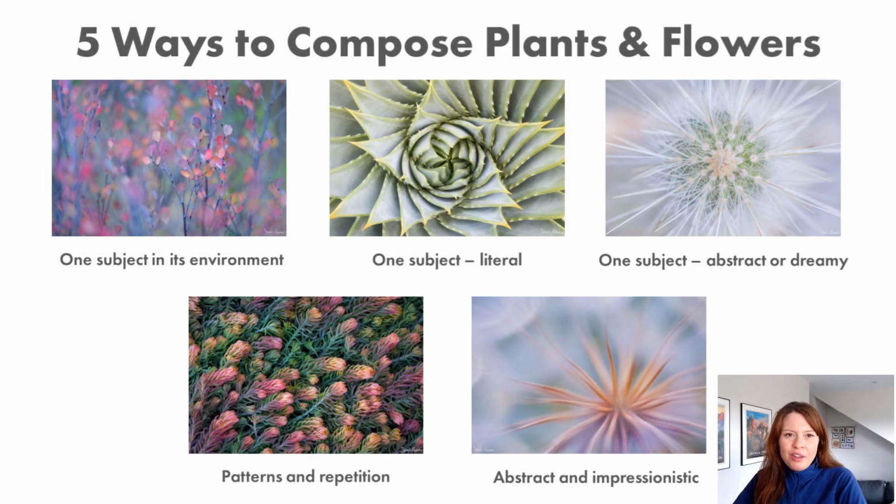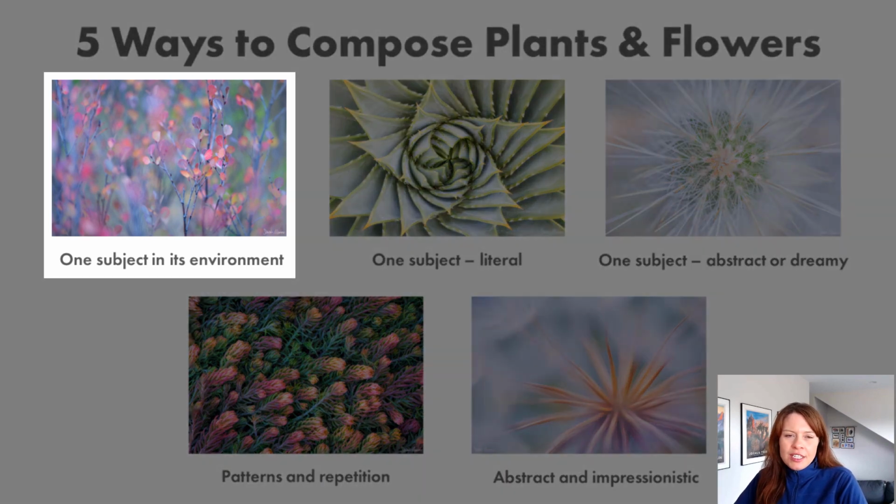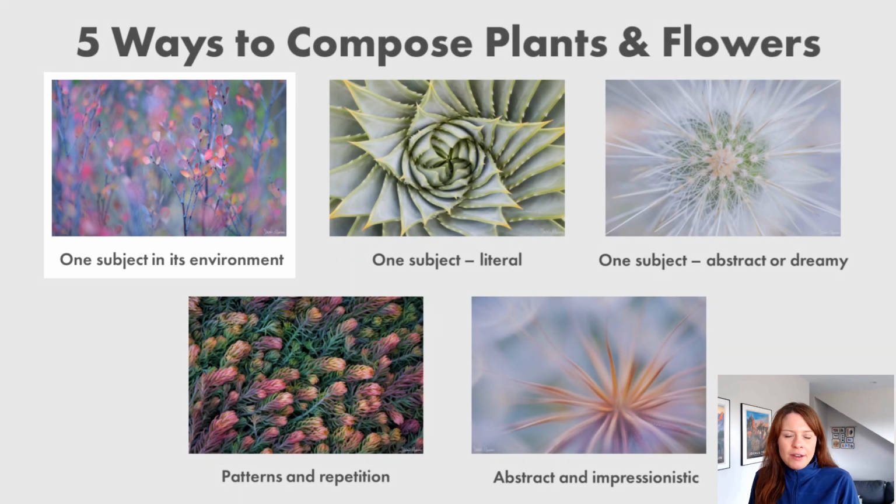So in getting ready to talk about this subject today, I thought about how I could categorize my own portfolio of plants and flowers, and I came up with these 5 examples. The first is photographing a single subject in its environment. This would be the same as the poppy example that I gave, but the example here with some dwarf birches shows a little bit more of the environment, and it's all the same plant. But generally, it's still a single subject surrounded by its environment with a colorful out-of-focus background.